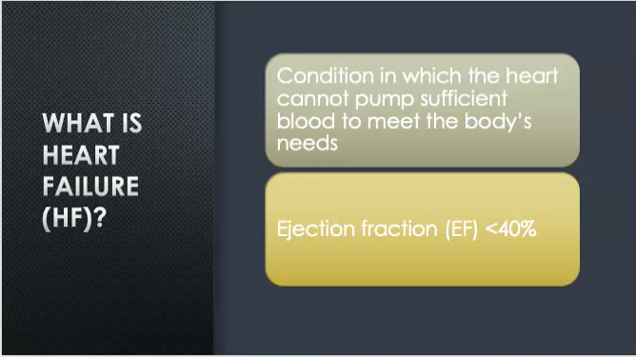Firstly, we're going to define heart failure. What is it? It's a condition in which the heart cannot pump sufficient blood to meet the body's needs. And it also includes an ejection fraction of less than 40%. EF less than 40% with current or previous signs and symptoms of heart failure are referred to as having heart failure with reduced ejection fraction.